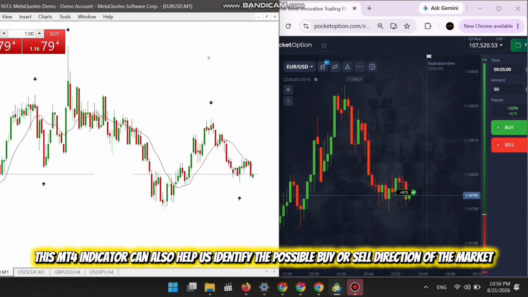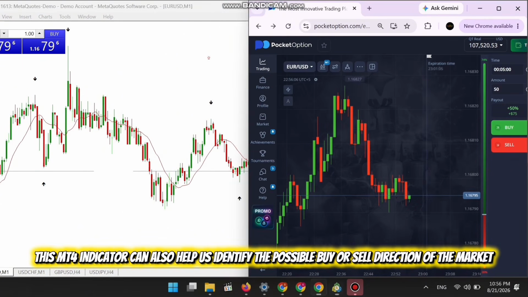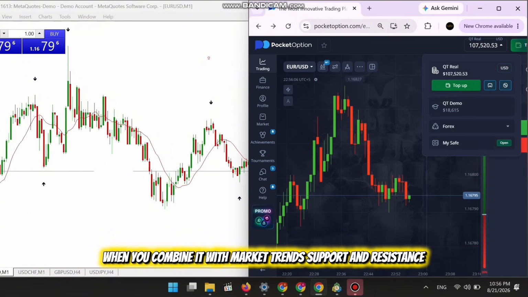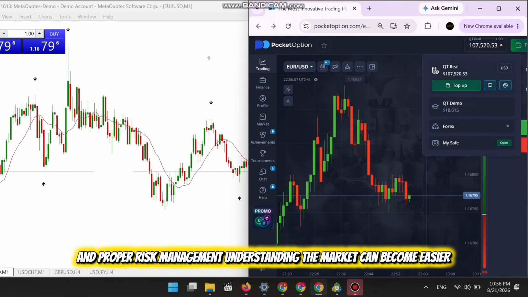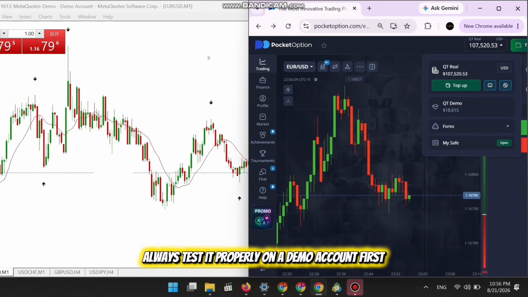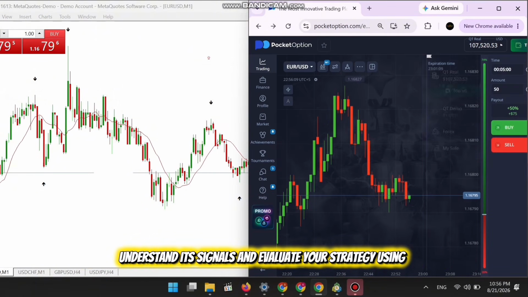This MT4 indicator can also help us identify the possible buy or sell direction of the market. When you combine it with market trends, support and resistance, and proper risk management, understanding the market can become easier. But remember, an indicator is not magic, so always test it properly on a demo account first, understand its signals, and evaluate your strategy using trading data before risking real money.